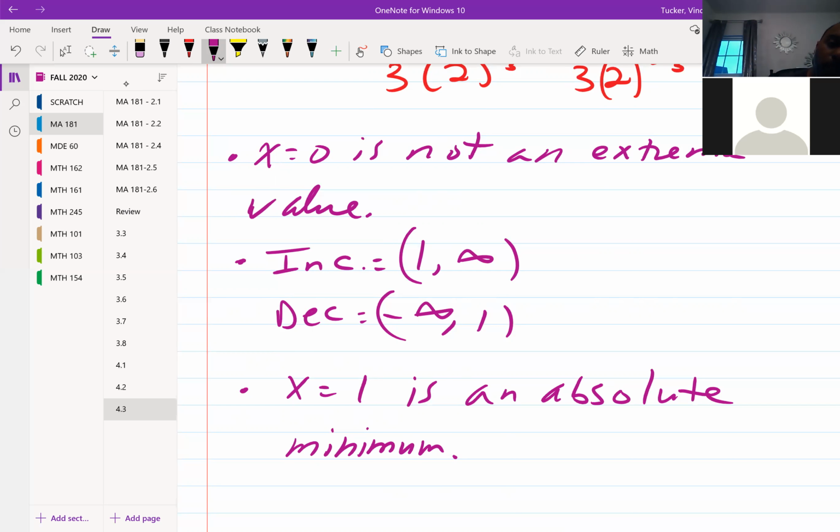All right. Questions on anything I've written? So x equal to 1 will be our absolute minimum. So that's how we will use that first derivative test, testing for local extrema and increasing and decreasing intervals. All right. Any questions or concerns before we close this out?